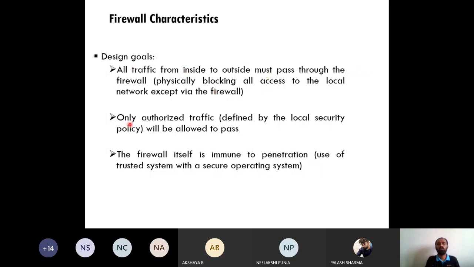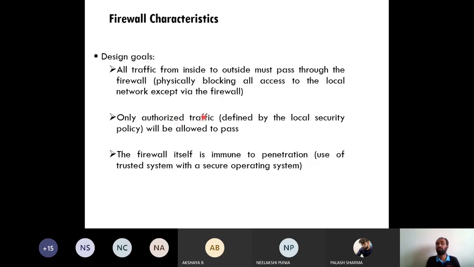The second thing is that only authorized traffic is allowed. This is very important. Whenever you are passing from outside to the inside, he has to be monitored and verified. If he is authenticated, then only you allow them. Only the authorized traffic, only the authorized person, only the authorized request will be allowed inside. So that is the second.